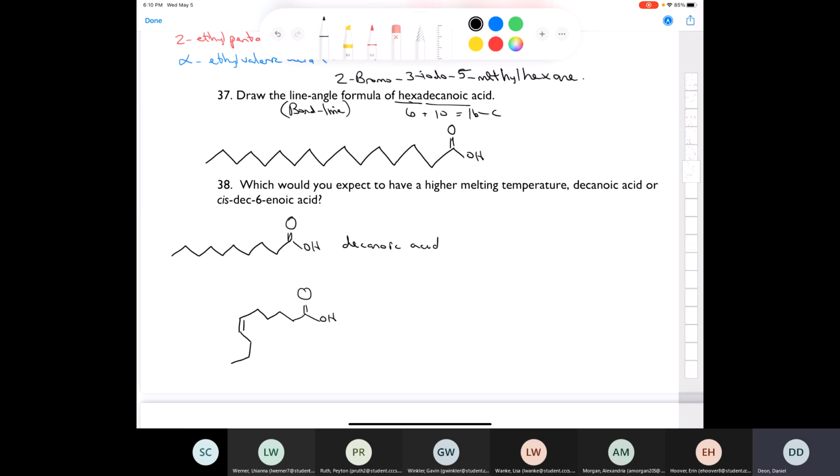Yeah, so this is the other compound. So this is cis-dec-6-enoic acid, right? This means that the double bond is on carbon 6 and that it's cis, right? You have the 2 hydrogens on the same side of the molecule like that, or the same side of the double bond, I should say. Can anybody guess which one of these would have a higher melting point? The decanoic acid or the other one?